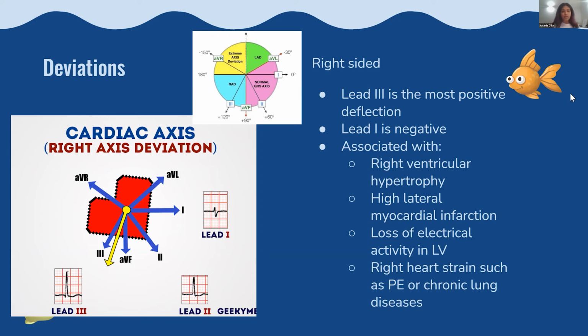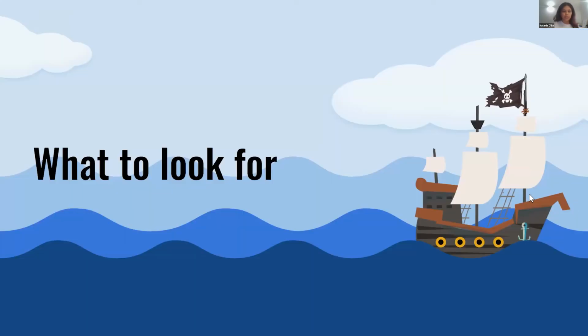So back to it, right axis deviation is associated with right ventricular hypertrophy, high lateral myocardial infarction, loss of electrical activity in the left ventricle, and right heart strain, such as pulmonary embolism or any chronic lung diseases.